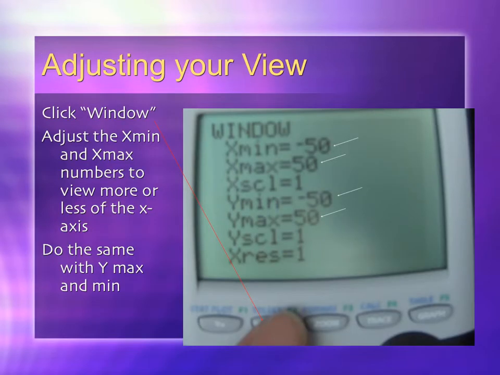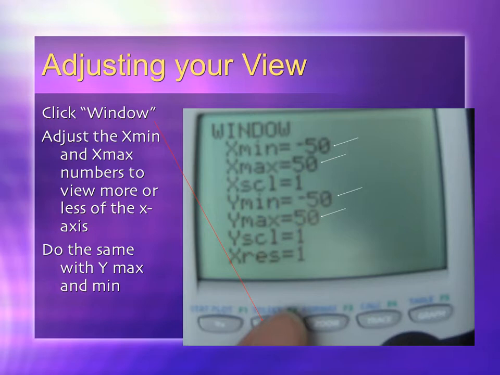To adjust your view, we need to be able to change where the window is and we need to understand what the items in the window menu mean. So click on the window button, which is in that top row of gray buttons, and you should see something that says window. It'll have X-min and X-max. So if you picture the X-axis, the X-min is how far down on the X-axis you can see. The X-max is how far up you can see.